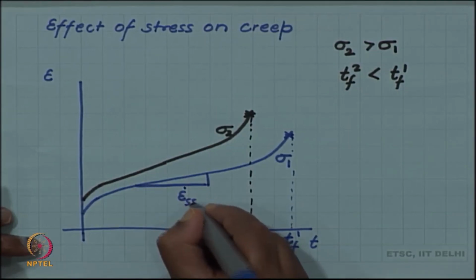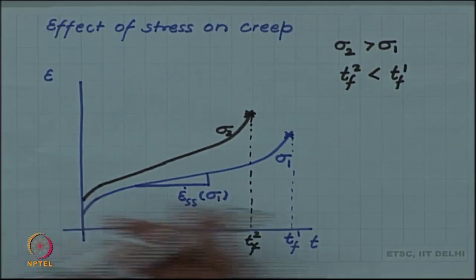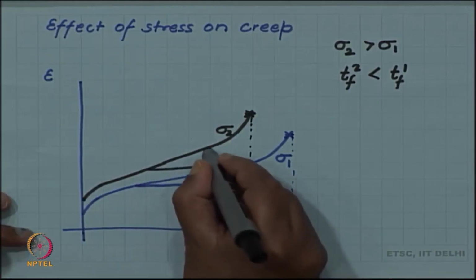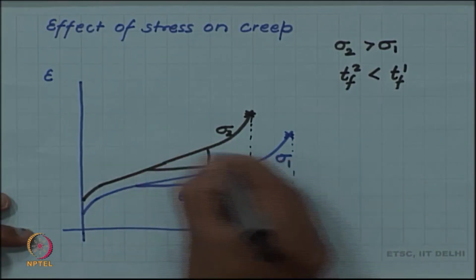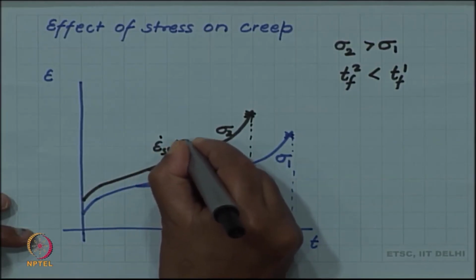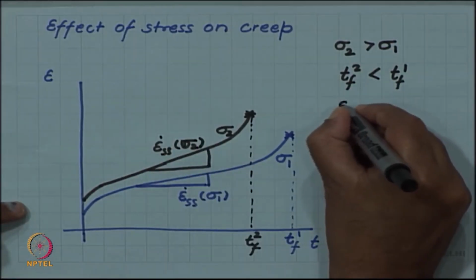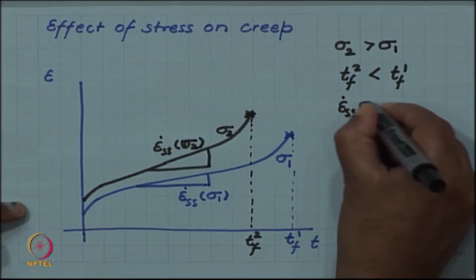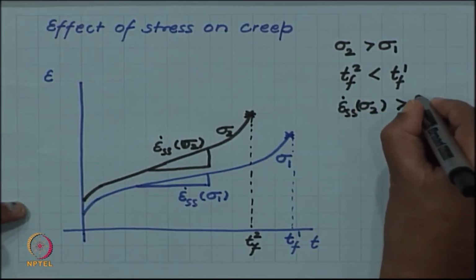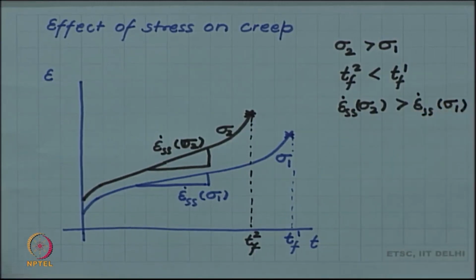is epsilon steady state at sigma 1. This is less. With increased stress, the slope increases. This is the steady state strain rate at sigma 2. So, the steady state strain rate at sigma 2 is greater than the strain rate at sigma 1.